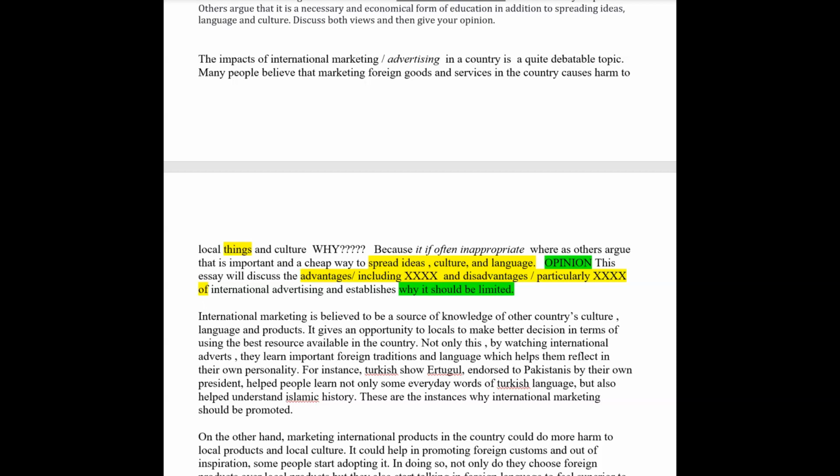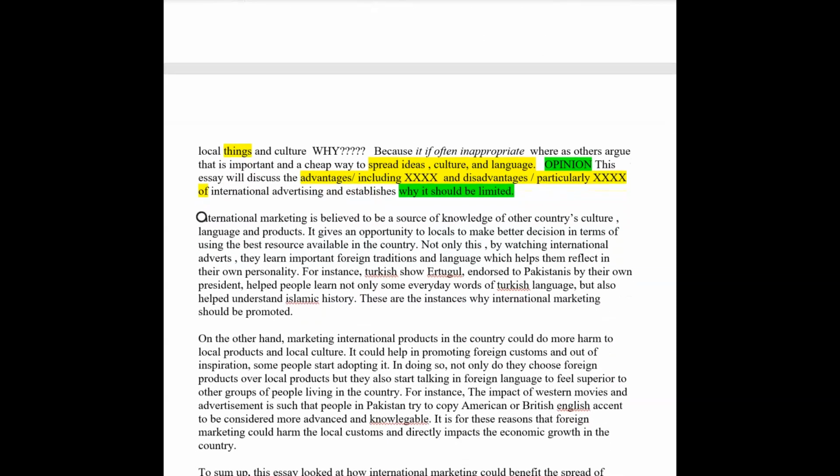So, international marketing is believed to be a source of knowledge of other countries' culture, language, and products, because, link this together. It gives the opportunity to locals to make better decisions in terms of using the best resource available in the country. Not only theirs, but by watching international adverts, they learn important foreign traditions and language, which helps them reflect their own personality. Okay, interesting. Good sentence there.